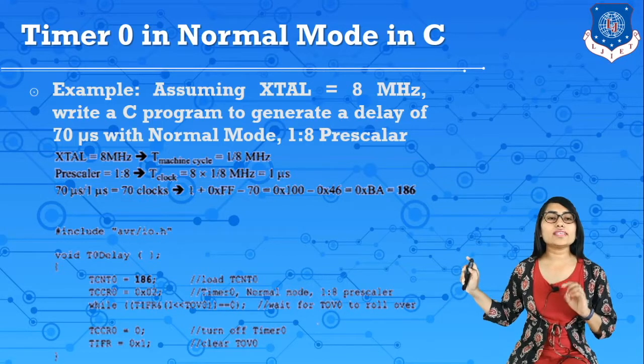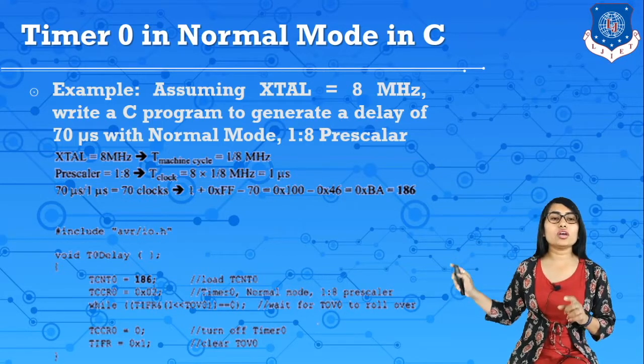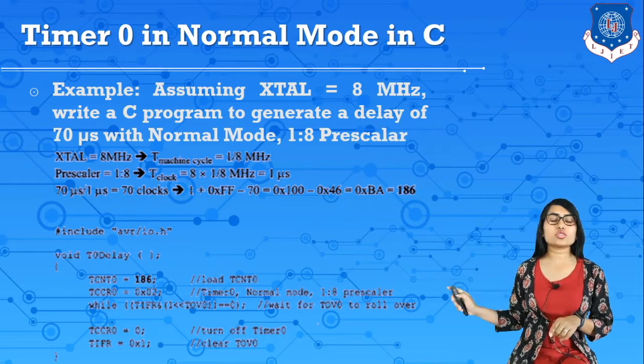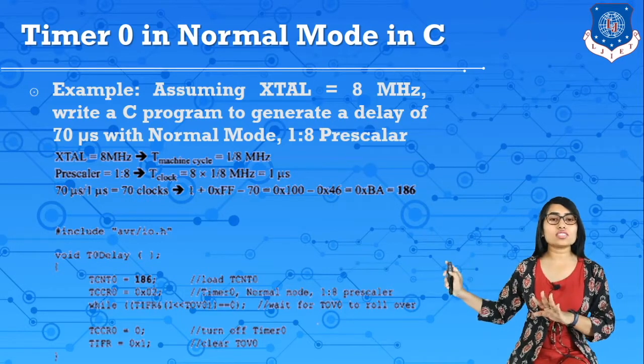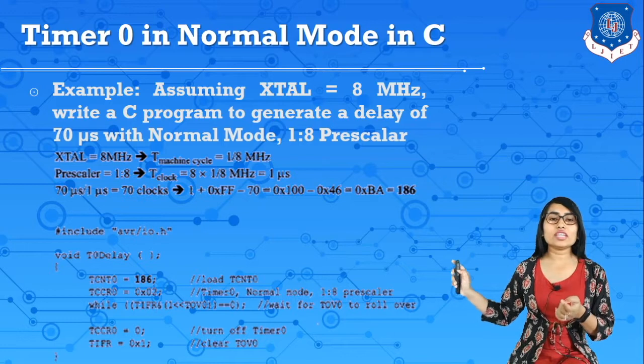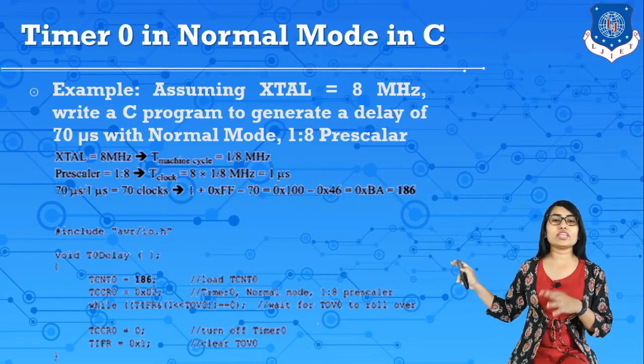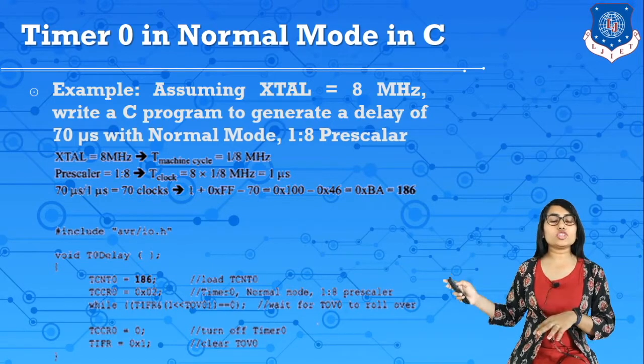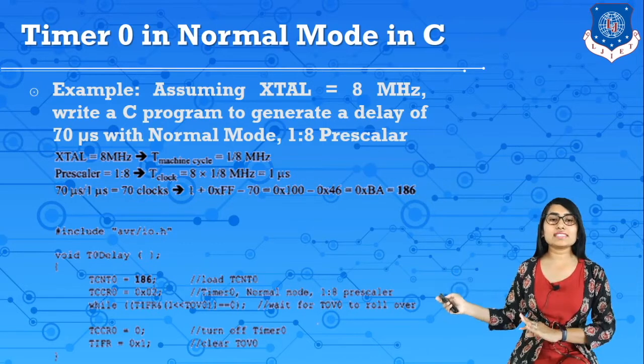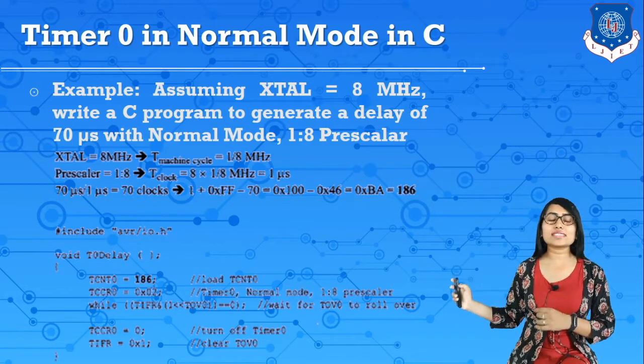Now our desired delay is 70 millisecond and our clock duration is 1 millisecond, so 70 clocks are needed. For 70 clocks we can perform 256 minus 70. So here we have our value, and this value is converted into hexadecimal. So here we have the value of TCNT0.